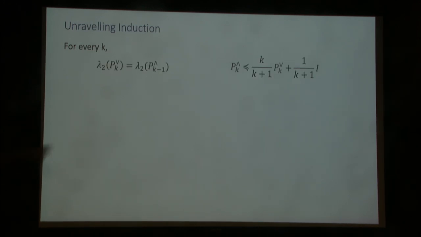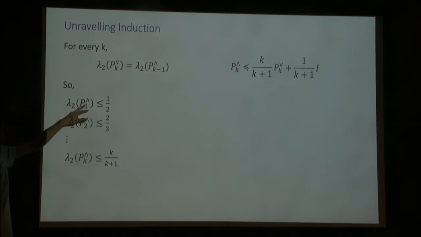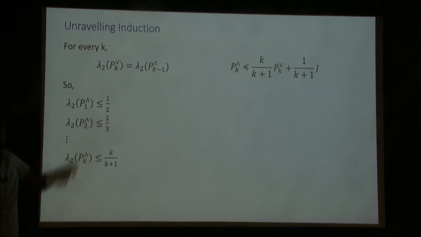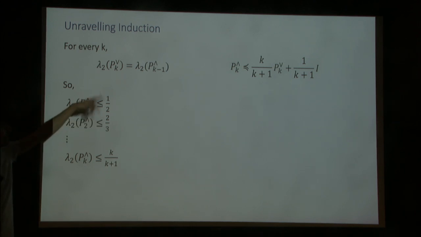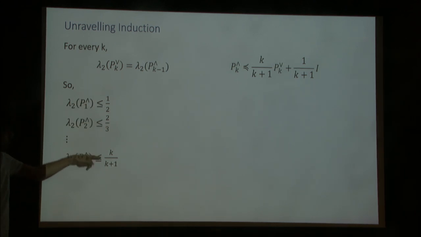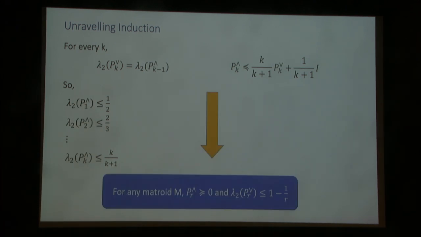So basically, now just assume these two facts for every k, and you can do the induction. You get that lambda 2 of p1, when you do the first level, is at most 1/2. Then lambda 2 of p2, you can use that one, is at most 2/3, 3/4, k over k plus 1, and then you get that lambda 2 of pr is at most 1 minus 1 over r.